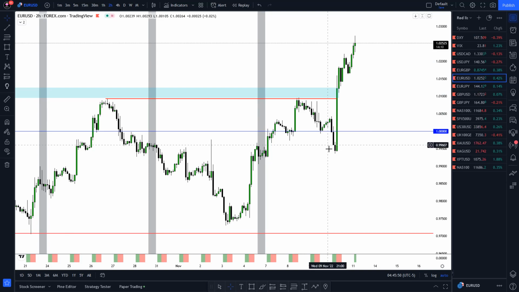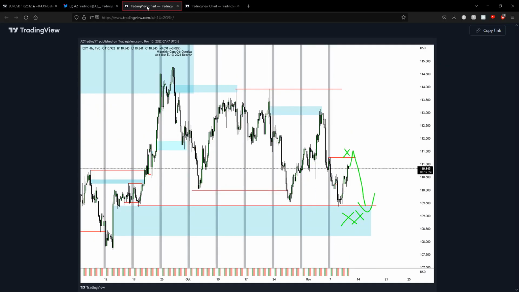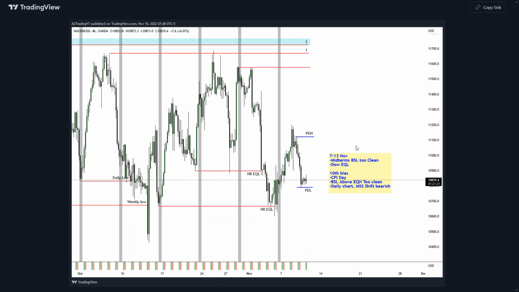So on EU, if I have a bias to be bullish, then I'd also have a bullish bias on indices. And so over here, I took a little note just saying CPI day, buy side liquidity, equal highs above are just too clean. And this was just a conflicting piece of information, which was the daily chart. There was a slight market structure shift bearish. So after the CPI day, this would have been a good note to reflect on whether the buy side liquidity that's very clean took priority, or did market structure and that shift take priority. But in hindsight, we know that that liquidity above was too clean and that was the priority.